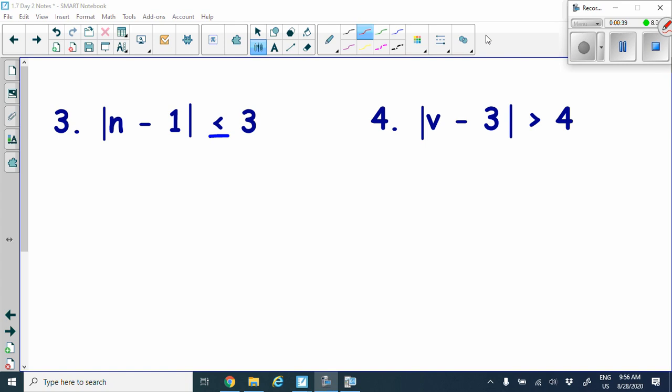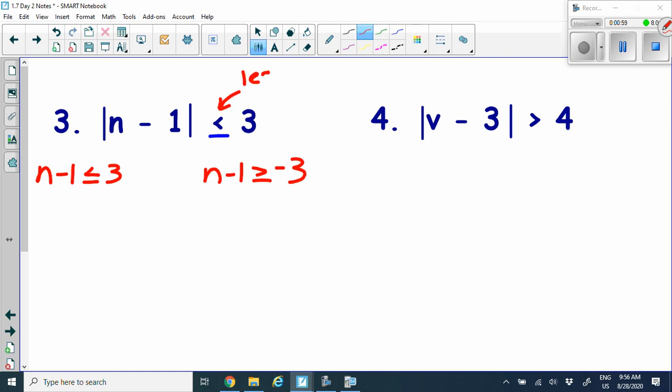Once again, we need to create 2 inequalities. So that's what I'm going to do first. So I have n minus 1 less than or equal to 3. Then n minus 1, you flip the sign, greater than or equal to, negate the number, negative 3. Next thing we need to decide, is this an and or an or problem? This is a less than, so this is an and problem.